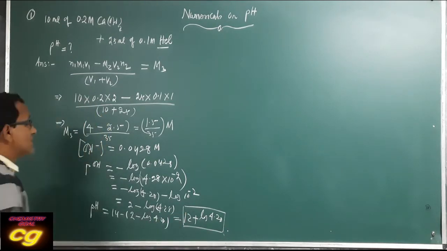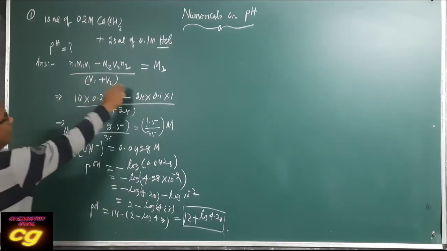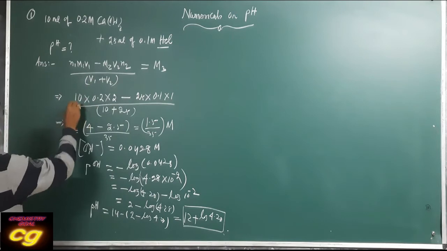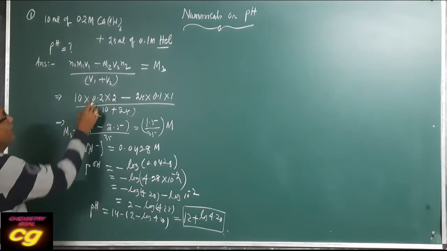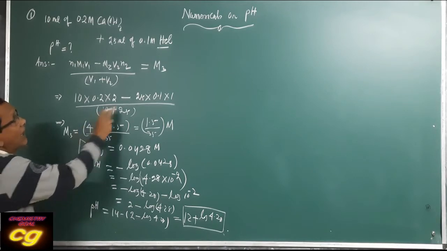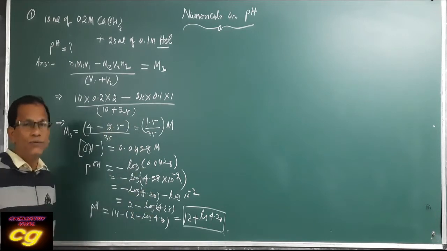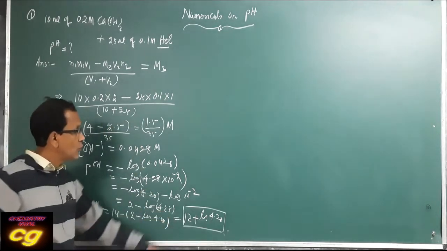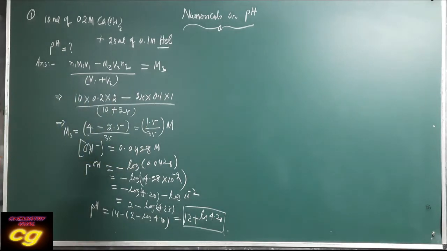12 point something means it is basic, because in this neutralization reaction the resultant solution is basic, since the amount of base is 4 and the acid is 2.5. So the resulting solution is basic and the pH will be 12 plus log 4.28. Okay, so this is the first question.